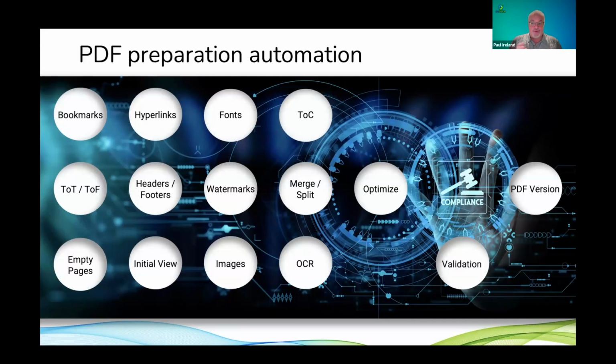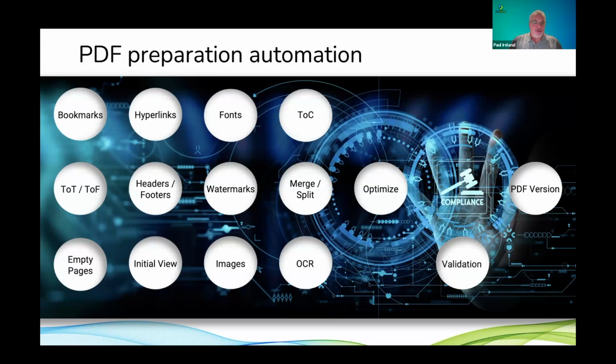Optimizing for fast web view, making sure you're using the correct PDF version, depending on where you're submitting, cleaning up any empty pages or empty paragraphs within content, and initial view settings, ensuring your images are compressed in the correct way, using the correct compression techniques, whether that's black and white images, grayscale, color. The guidance has separate guidance for each type, making sure that they're encoded in the correct way.